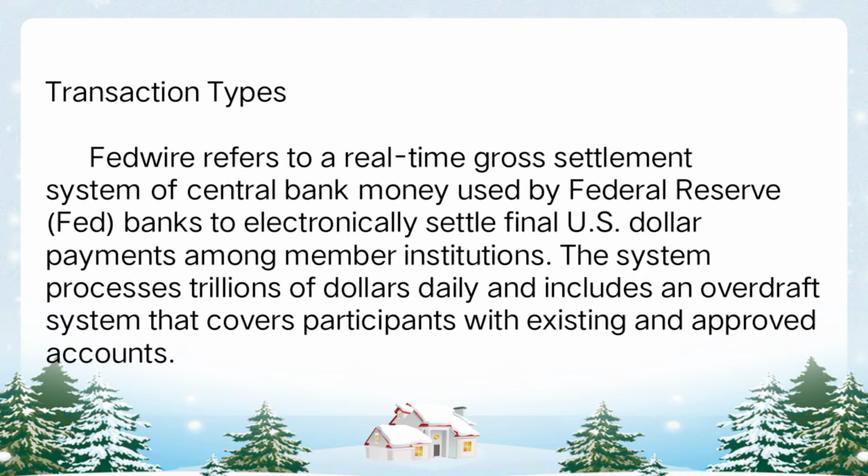Transaction types. Fedwire refers to a real-time gross settlement system of a central bank money used by Federal Reserve banks to electronically settle final US dollar payments among member institutions. The system processes trillions of dollars daily and includes an overdraft system that covers participants with existing and approved accounts. The Fedwire Funds Service is a real-time gross settlement system that allows participants to conduct funds transfers that are immediate, final, and irrevocable once processed. It is provided by the Federal Reserve Bank.